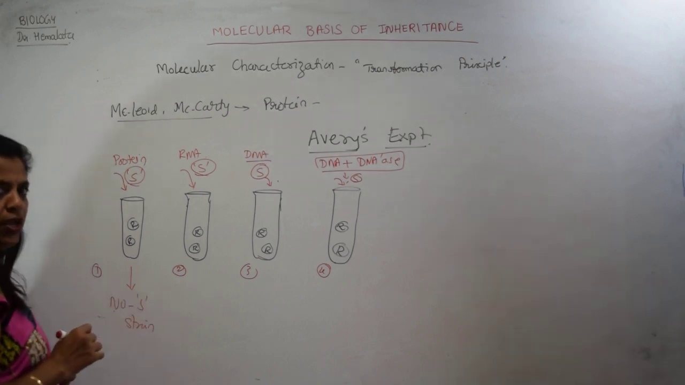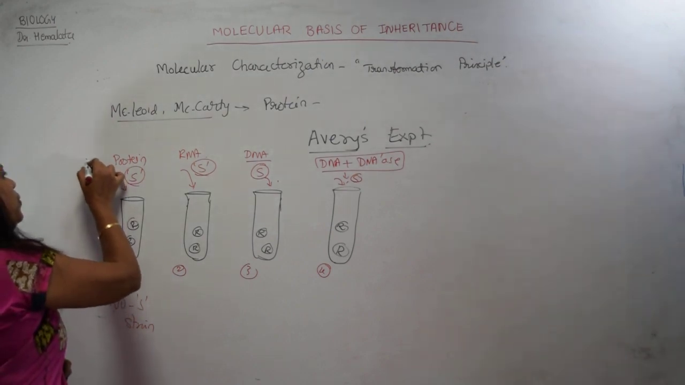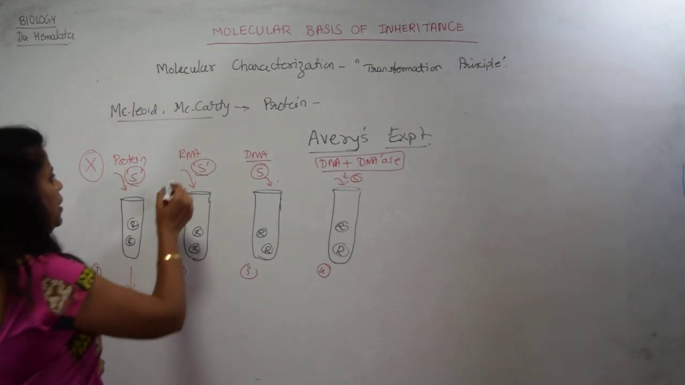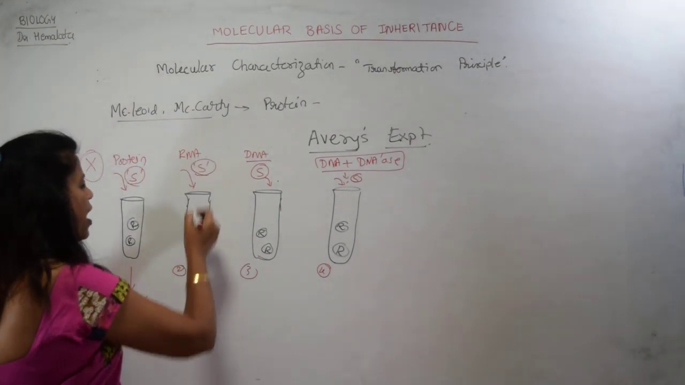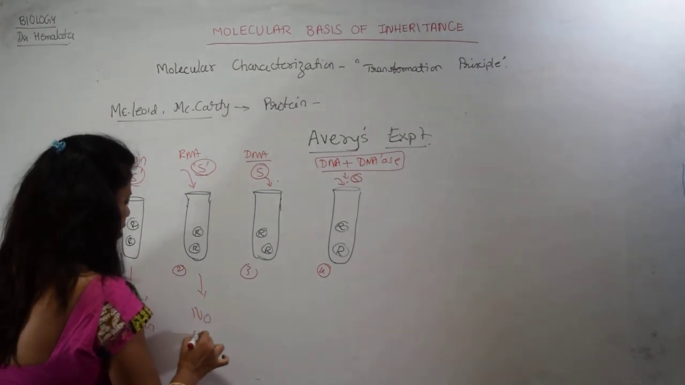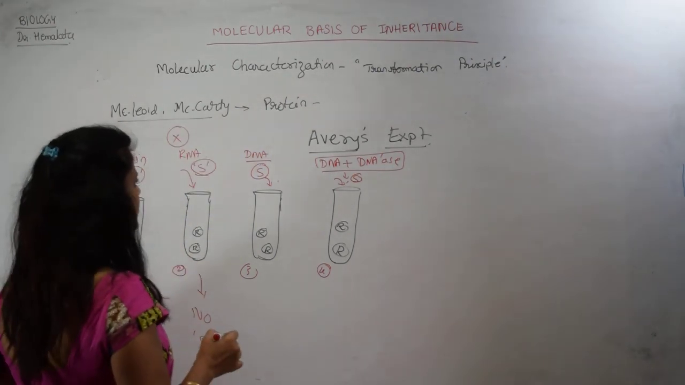There was no S strain. They remained as R strain, which explained that protein is not involved in the transfer of characters. In the second one, when the S strain RNA was added, there were also no S strains. So RNA is also not involved in genetic transfer.